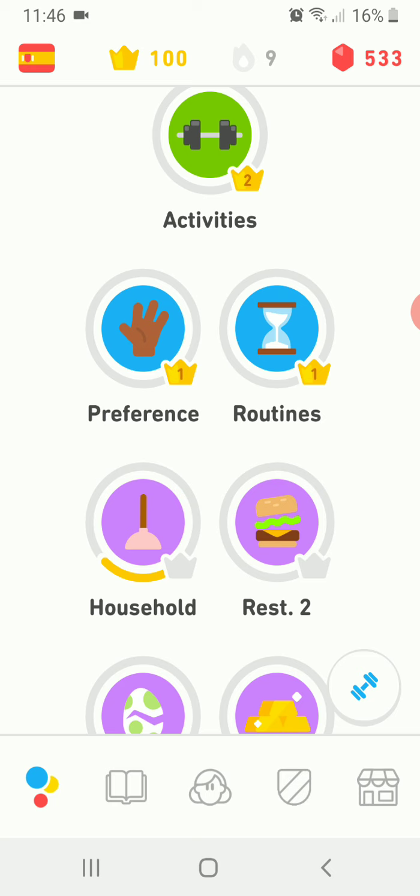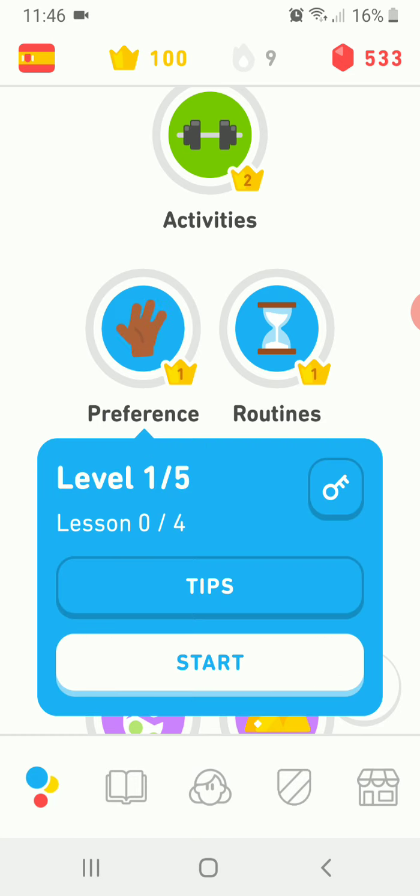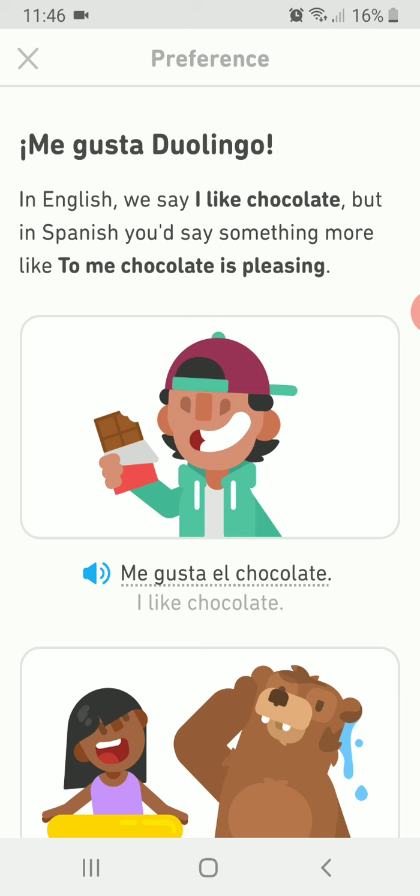So let's go and learn some more lessons, some more Spanish today. So the topic of the day is preference, and let's have a look at the tips of the day.